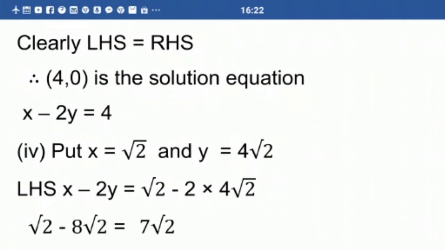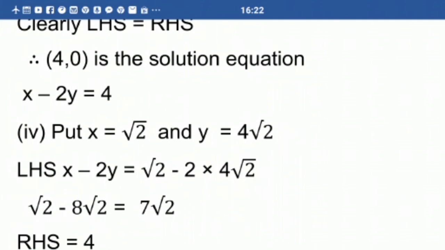Fourth one. Put x is equal to root 2 and y is equal to 4 root 2. Let us go to the LHS, x minus 2y. That is equal to root 2 minus 2y, where y is equal to 4 root 2. 2 into 4 root 2. That is root 2 minus 2 into 4, which is 8 root 2.